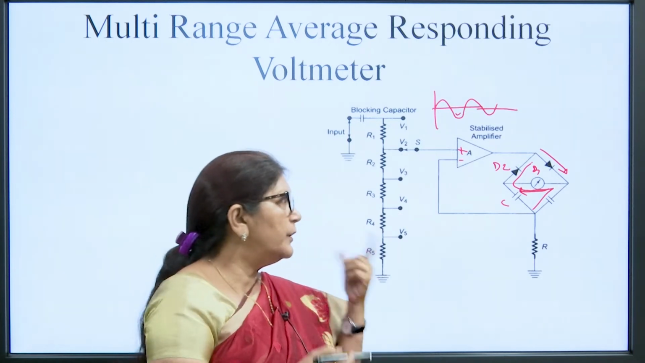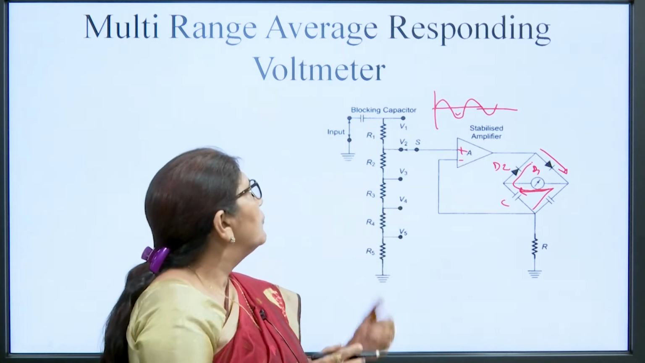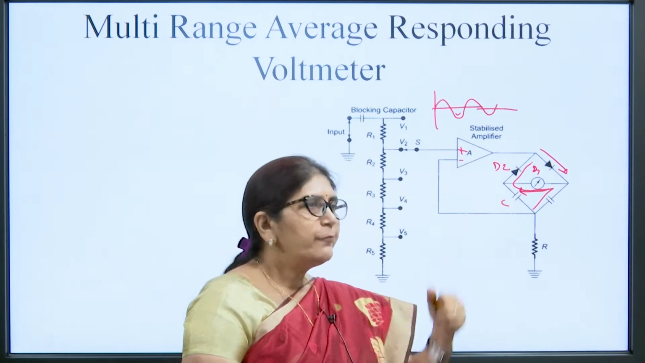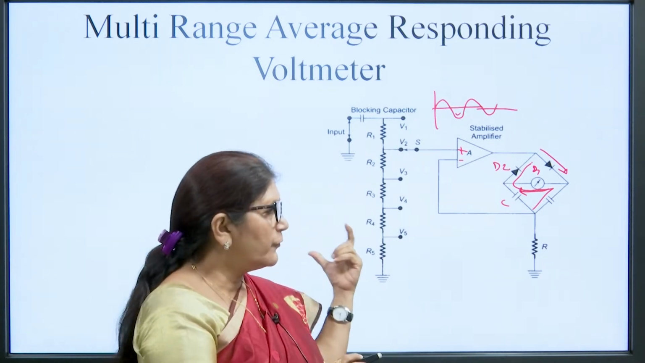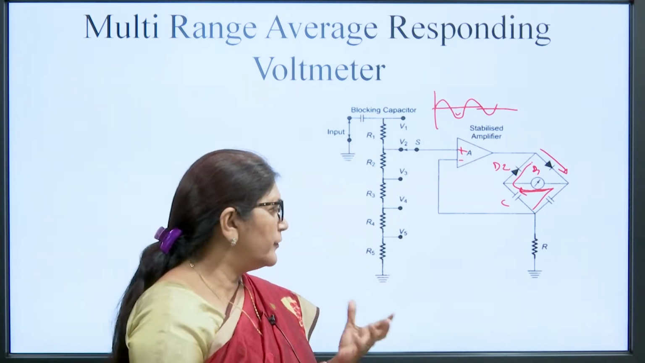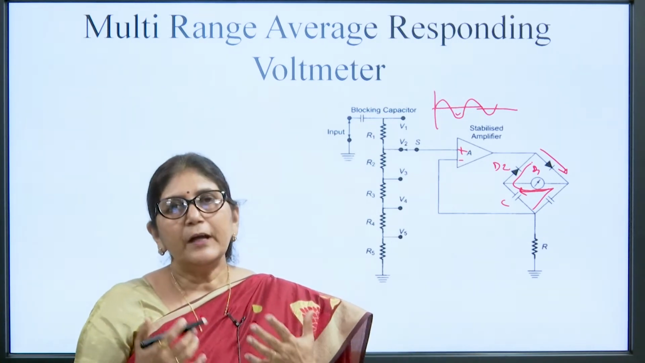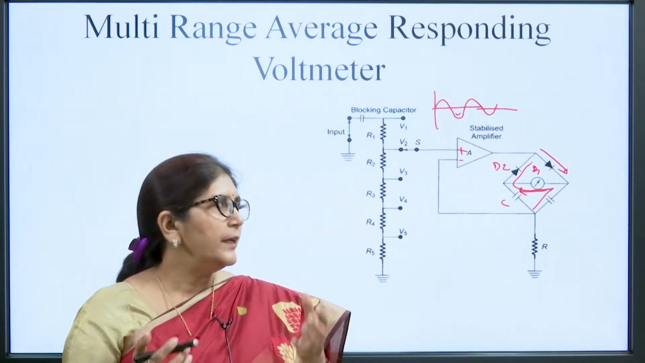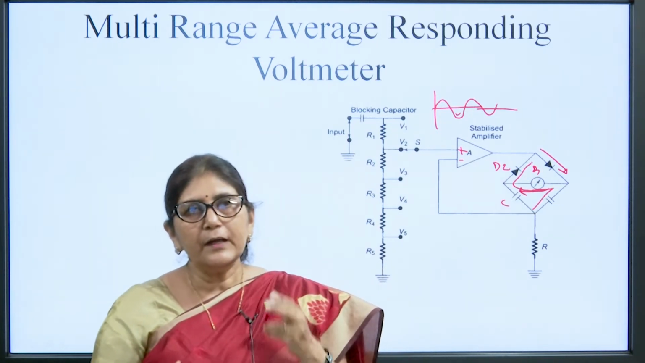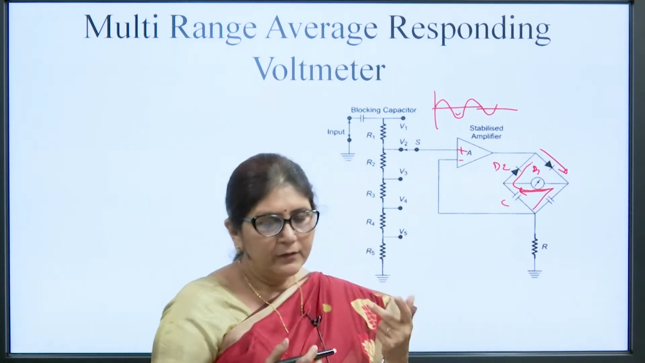So, this is the multi-range voltmeter, and it is the full wave rectifier. The previous one was the half wave rectifier, this is the full wave rectifier. Full wave rectifier also gives the average value of the signal. Suppose we want to measure the RMS value of the voltage, then we have to calibrate the scale of this PMMC meter in RMS value. So, it will also display the RMS value of the voltage.